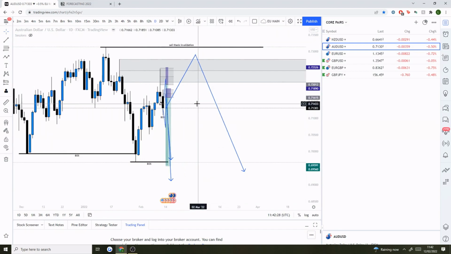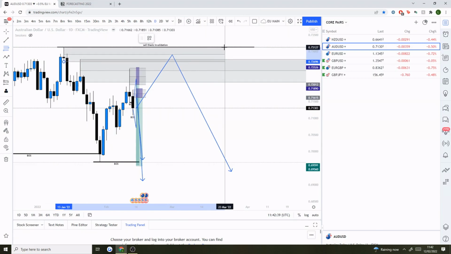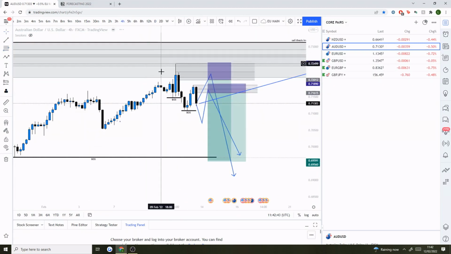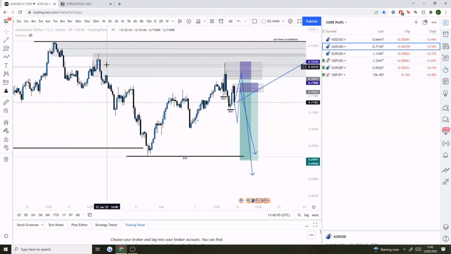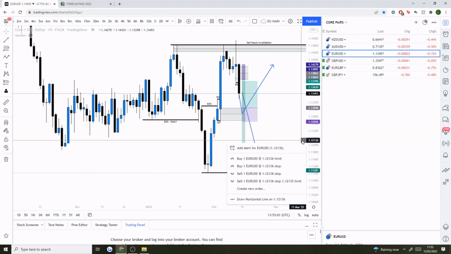So if we do see these areas aren't respected and price does continue up, then I'll still be happy to look for sells from either higher in this order block or from the extreme order block there. But we'll have to see what happens on AUD/USD. Either way, I'm only interested in sells this week.